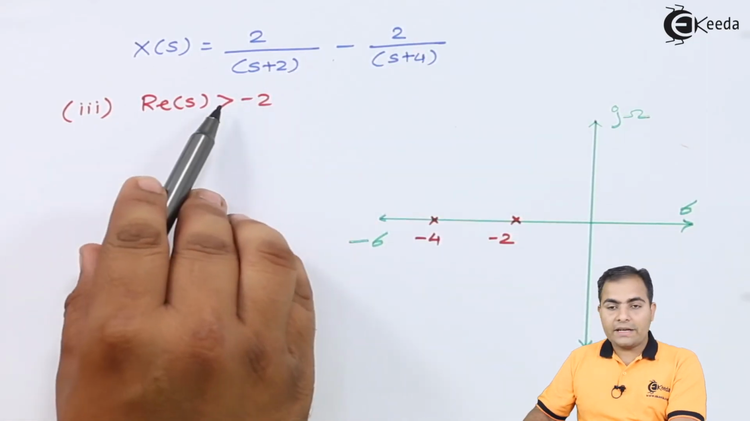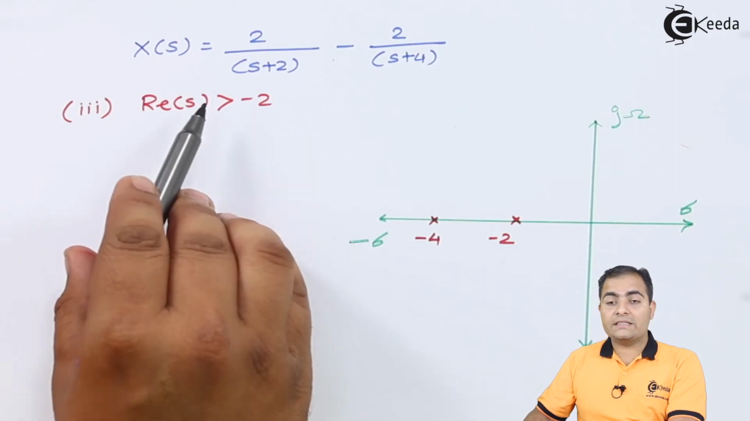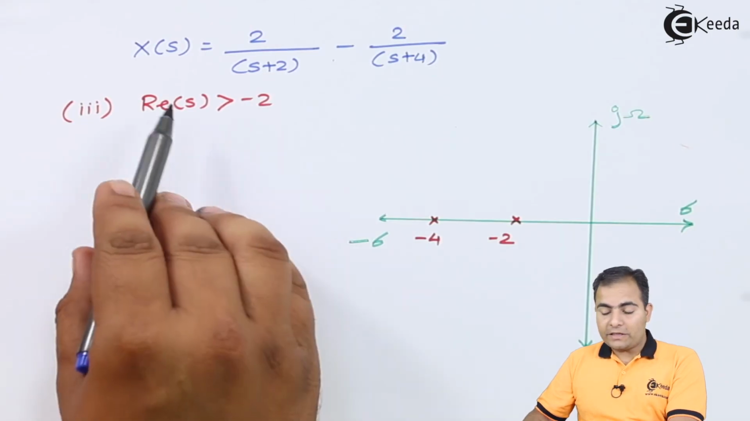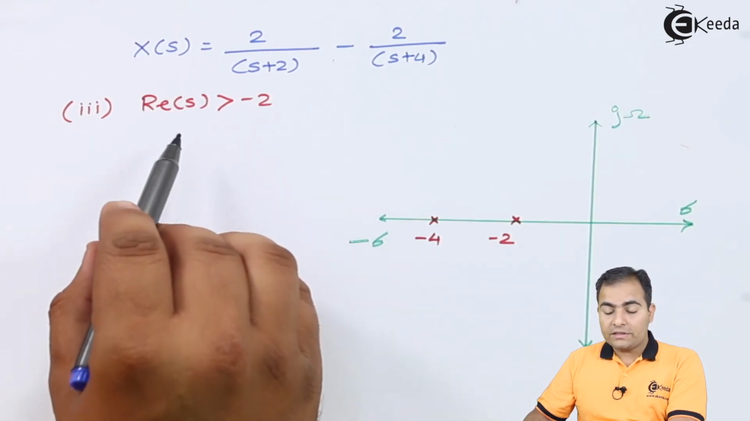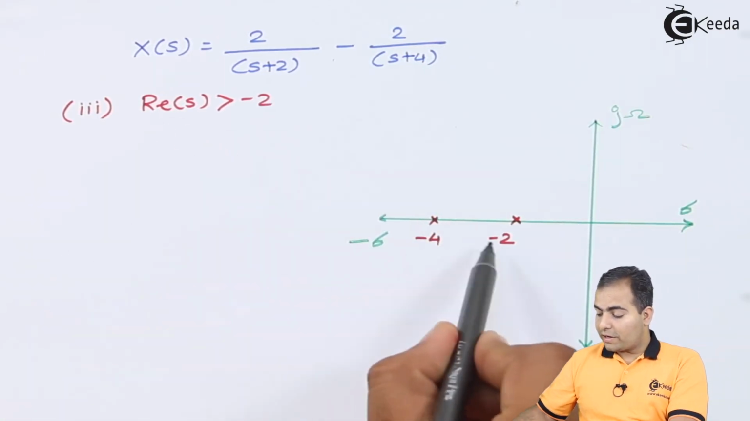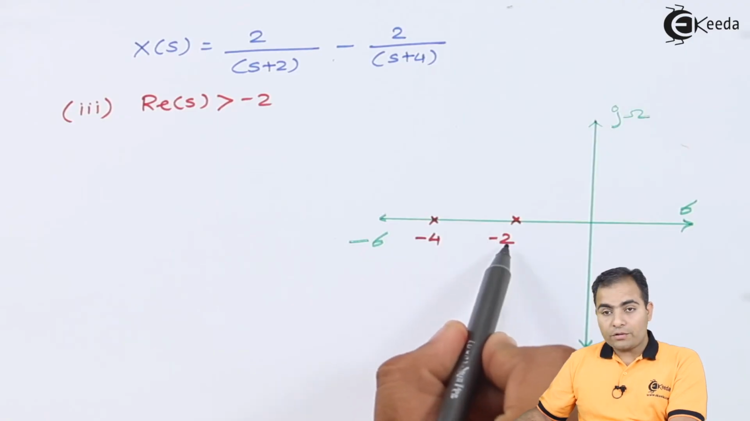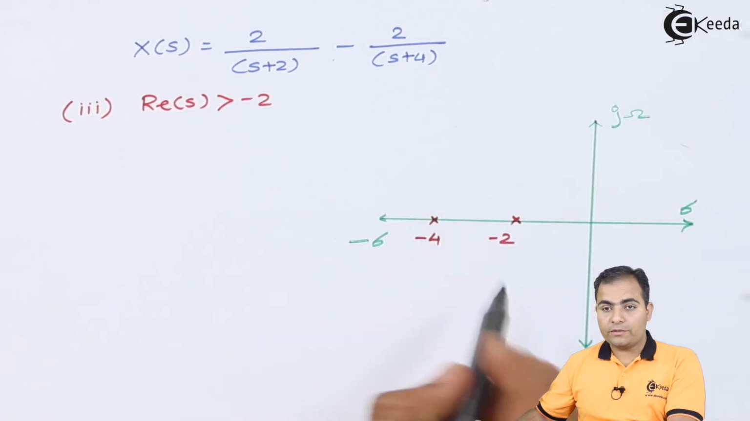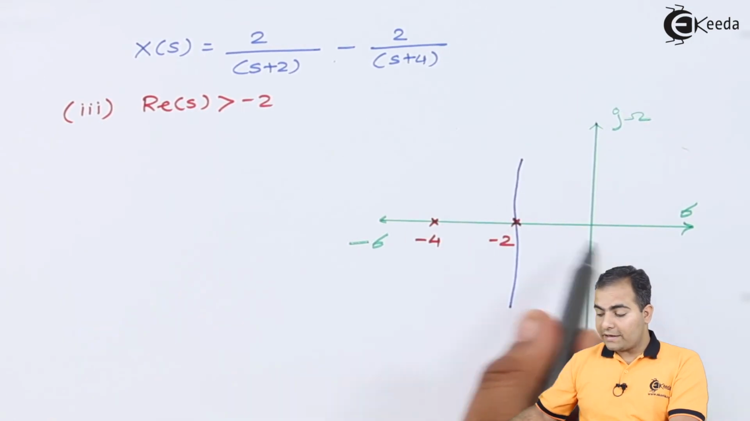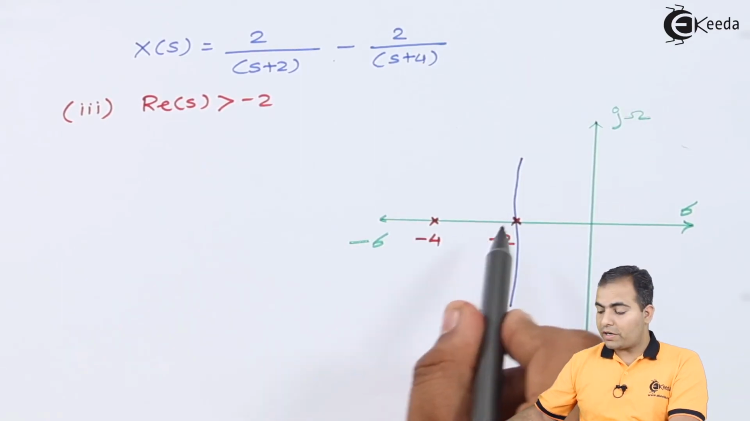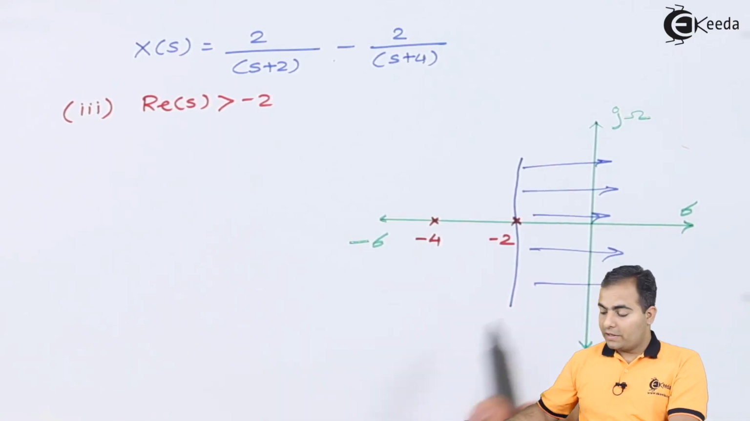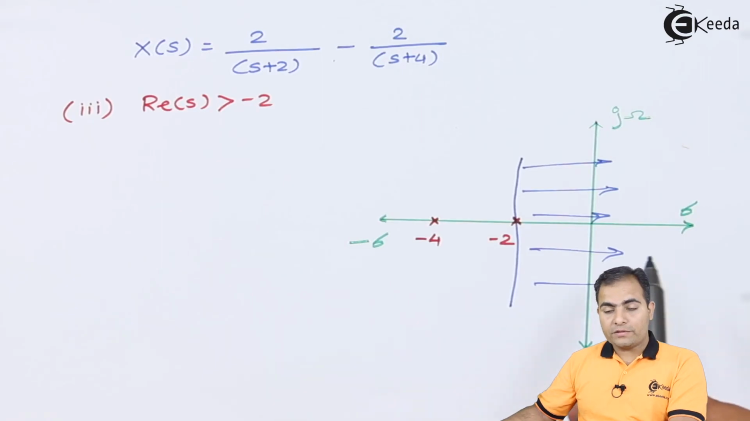Now look here, our X(s) was 2 upon s plus 2 minus 2 upon s minus 4. Now here the ROC is greater than -2, which means this is the right-handed sided ROC or a causal ROC. Now according to properties, if the function's ROC is right-handed sided, then we are going to plot the ROC on the right-hand side of the rightmost pole. The rightmost pole is -2, so our ROC is available on the right-hand side of this rightmost pole. So this is the ROC. Here all the functions will produce a finite value.